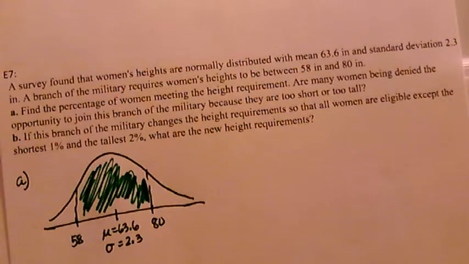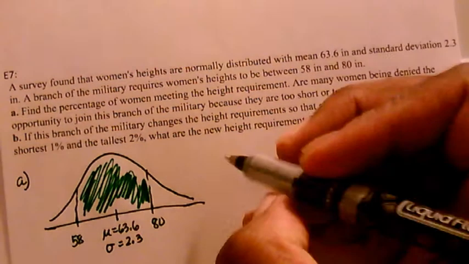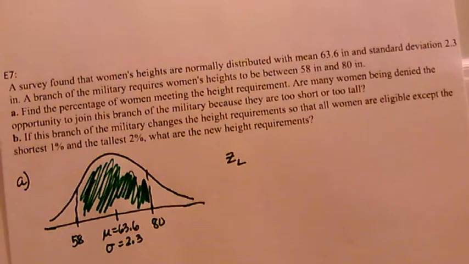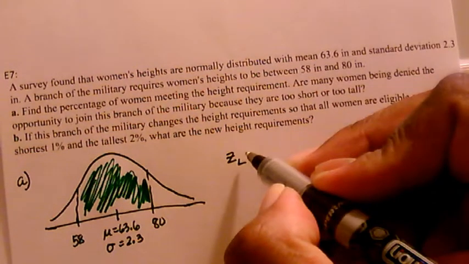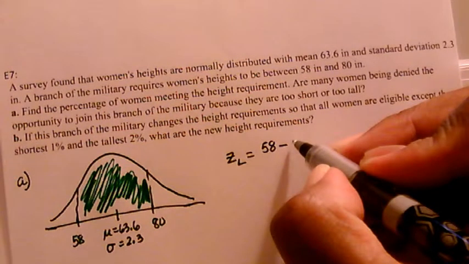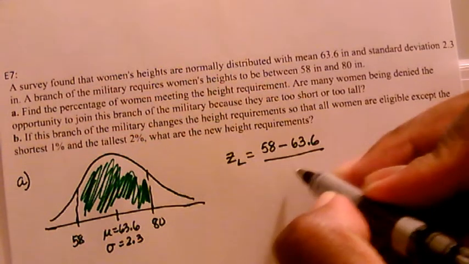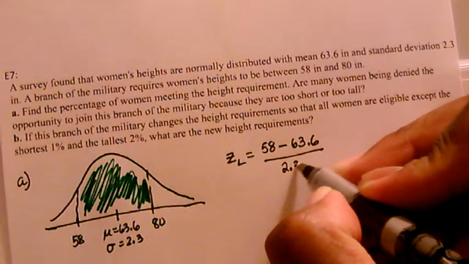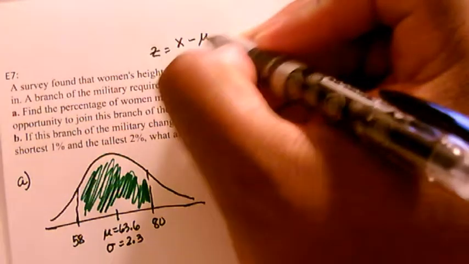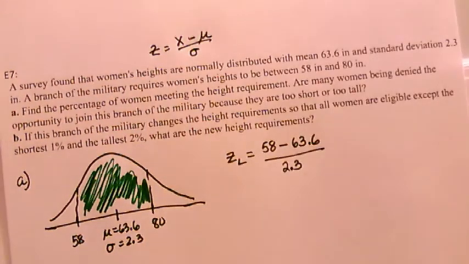Now, each one of those numbers, the 58 and the 80, you have to convert to a z-score. Okay? Or z-value. So here, the z-value on the left for the 58 is going to be this: x, which is 58, minus mu, which is 63.6, all divided by sigma, which is 2.3. Okay? In case you've forgotten, your z is always going to be x minus mu divided by sigma. That's what I'm using here.